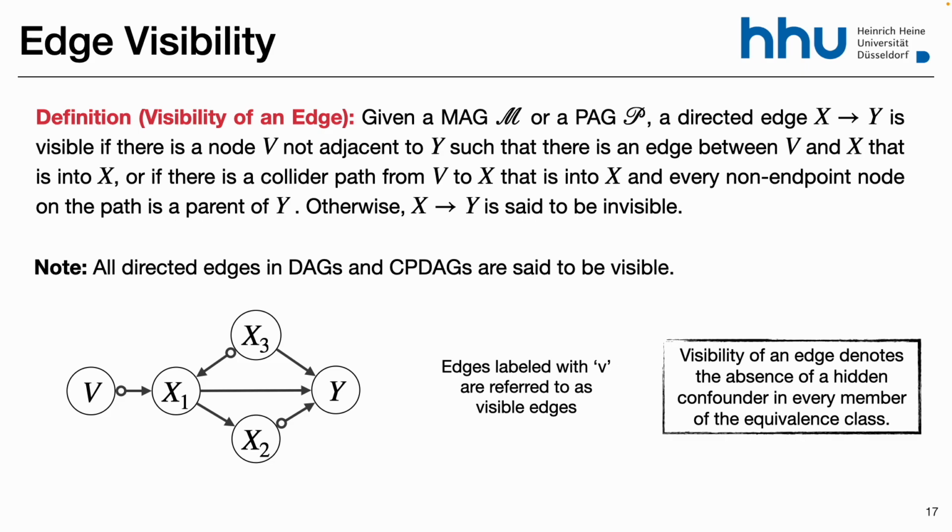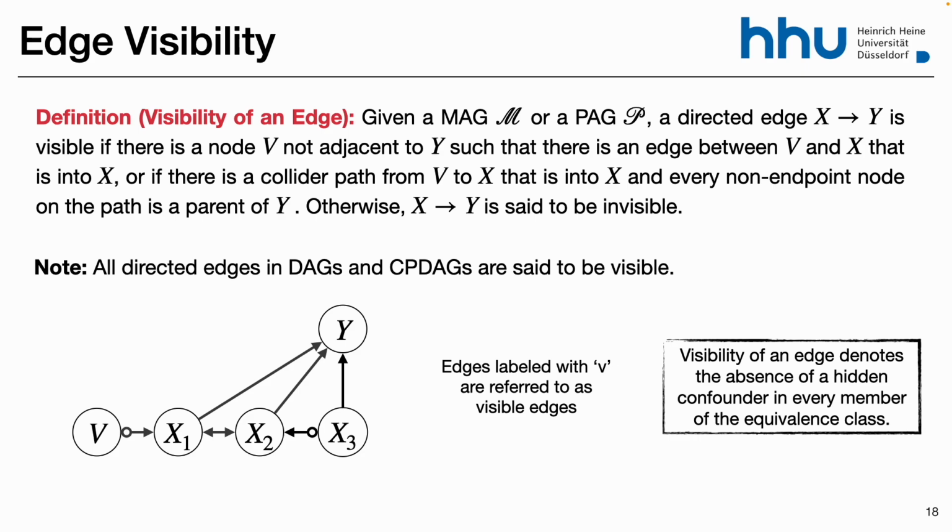All right. And the second condition here is about a collider path from V to X. So you don't need only an edge that's pointing to X. You can have a whole collider path pointing to X. So that's an example coming here. So we have 3 directed edges. Can you tell me why each of them is or is not visible? So what about x1 and y? x1 and y is just the first part where you have v pointing into x1 and then v is not adjacent to y. Correct.